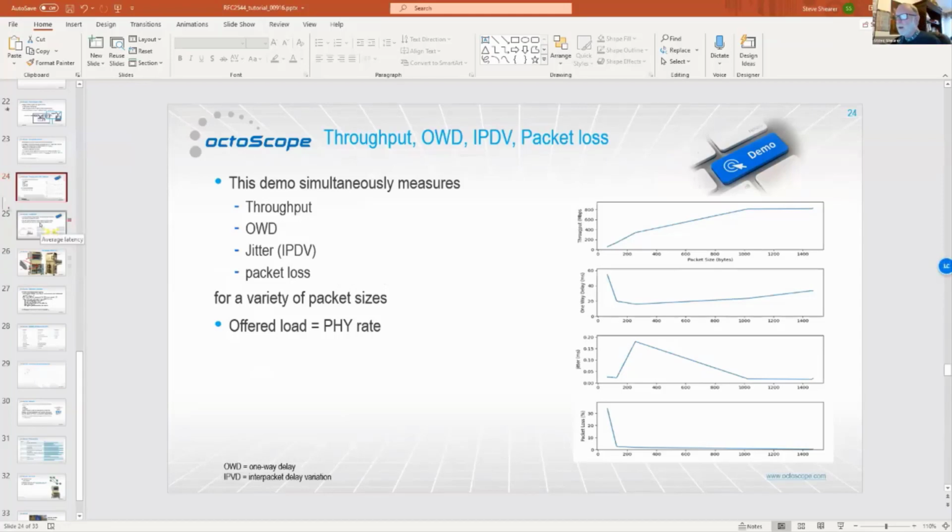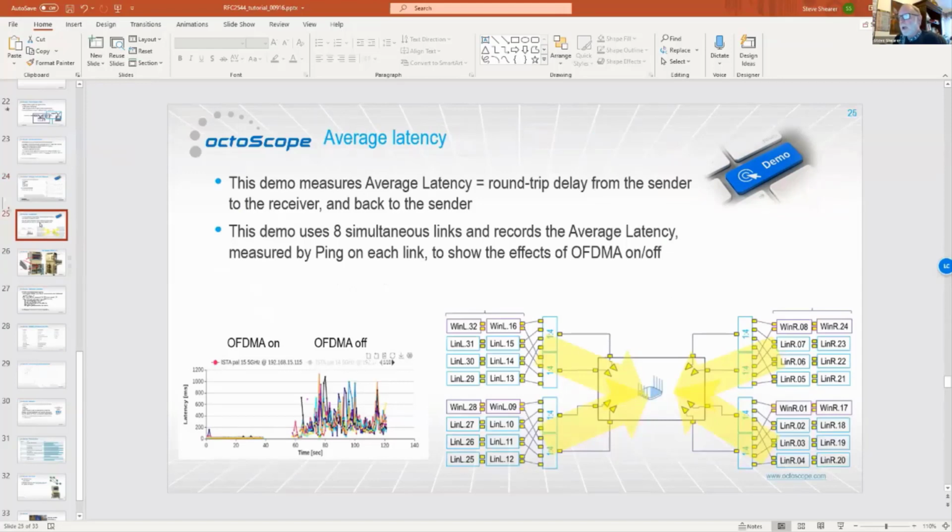Okay, I've got another demo for you, and this is looking at something called average latency. Average latency is actually defined as round trip delay. So this is the delay from the sender to the receiver and back again. We're all pretty familiar with ping, and this is in fact what ping measures for us. It's a pretty convenient way to look at both the uplink and the downlink latency. You cannot really distinguish where the delay lies, whether it could easily be greater in either the uplink or the downlink, but at least you can get a sense of the round trip delay.